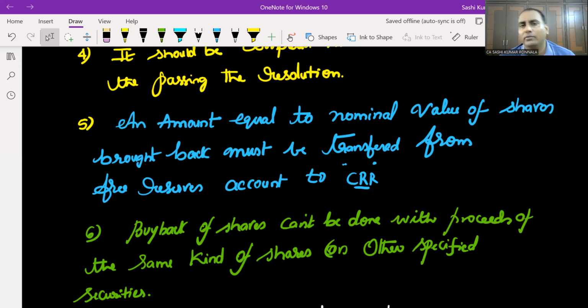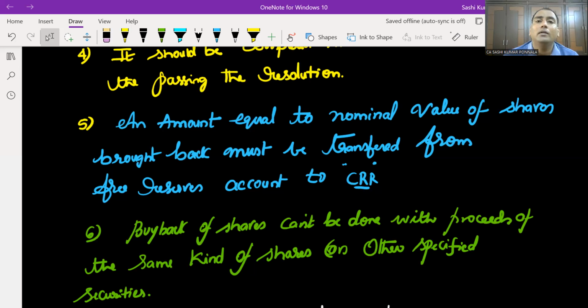You can use the cash balance to repurchase your own shares, provided the nominal value of shares that you want to buy back should be transferred from free reserves account to a separate account called CRR. Suppose you want to purchase 10 lakh shares from the public. Face value of share is rupees 10. 10 lakhs into 10, 1 crore. An amount of 1 crore should be transferred from free reserves to a separate account called CRR.